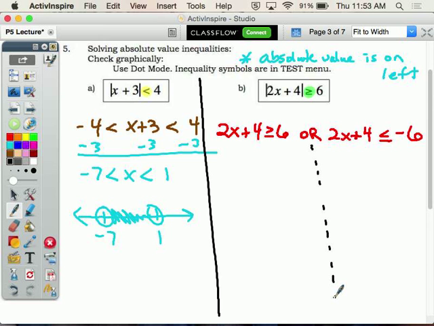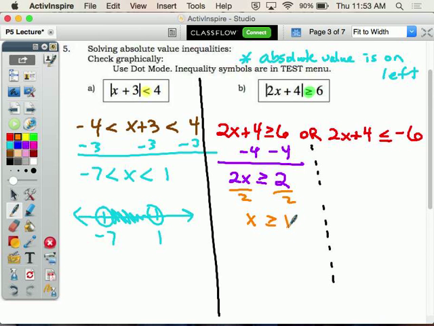So the one on the left. First thing I do is I subtract 4 from both sides. When I subtract 4, I get 2x greater than or equal to 2. Divide both sides by 2. X greater than or equal to 1. Don't forget there's a word or that's happening all the way along. You don't flip the signs? Look at the board.